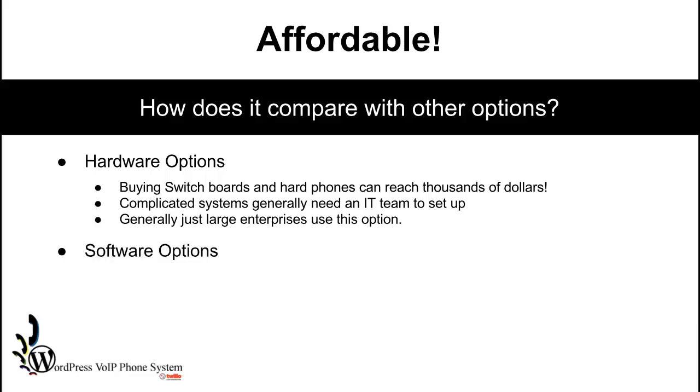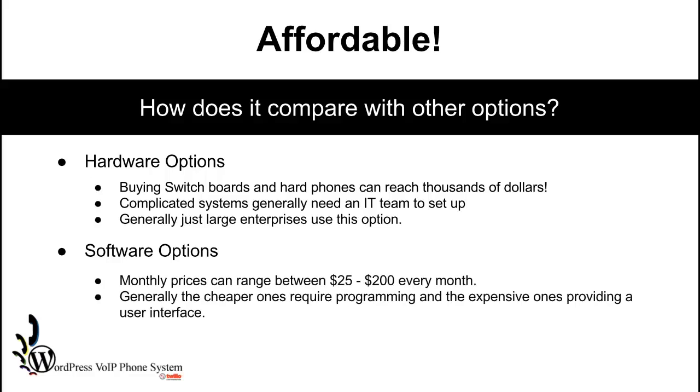The other option is software. Voice over IP has really revolutionized the field of phone systems. The only issue is it hasn't made it any less complex. Monthly prices can range between $25 and up to $200 every month, and generally the cheaper ones are more complicated and require more from you. The more expensive ones pay for hosting and have the graphic user interface and make it easier. So even though you can get easy options, they aren't necessarily cheap.